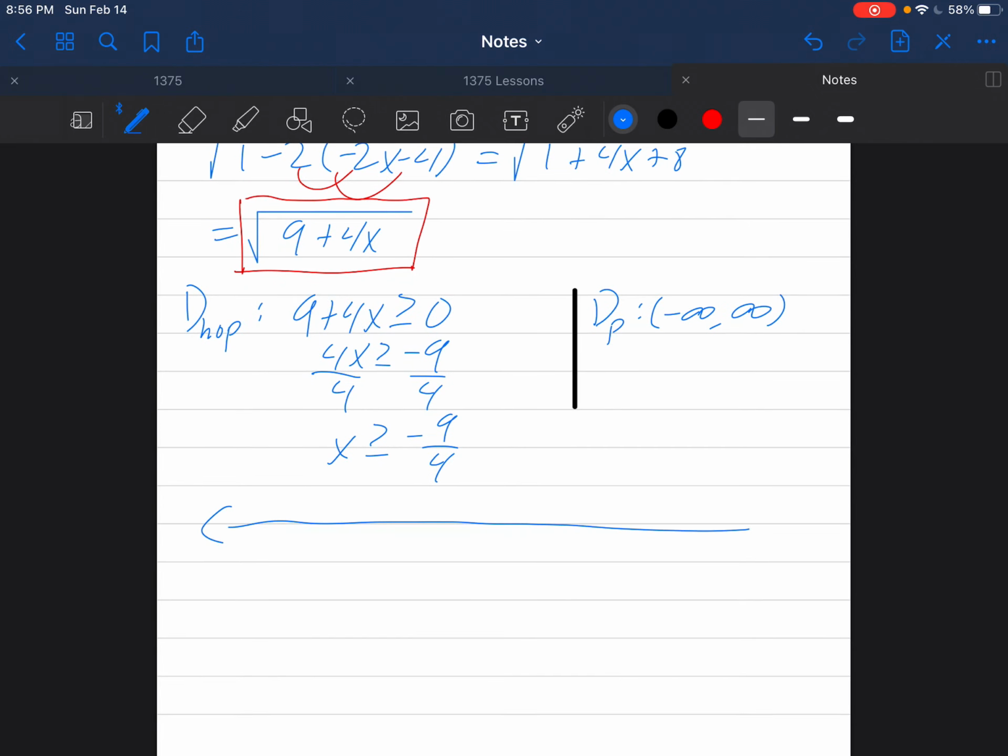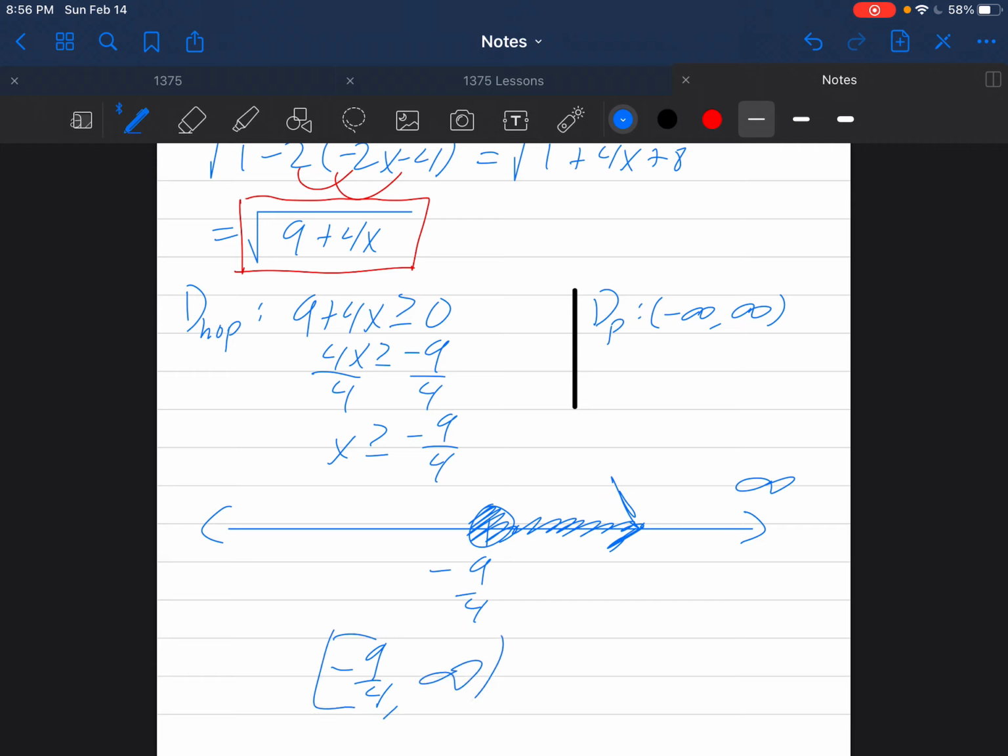So that means our domain on a number line is going to have a single critical value shaded in, and then greater than that all the way towards infinity. So negative 9 over 4 towards infinity.